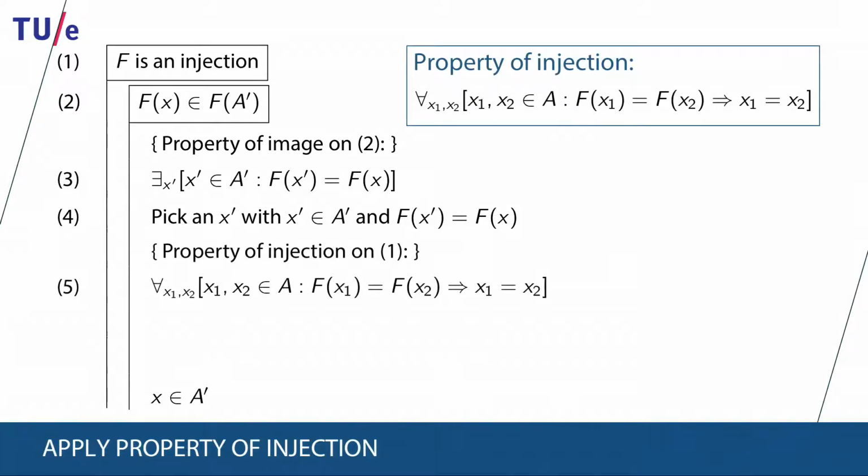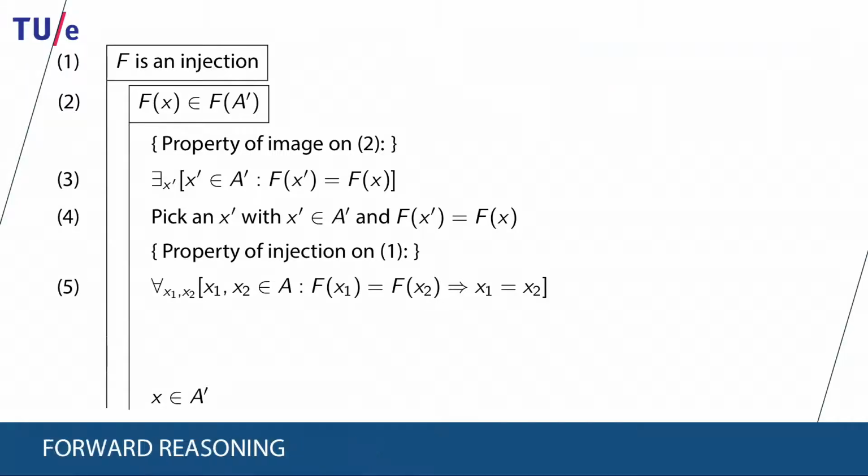The property of injection for f states that for all x1 and x2 in the domain of f, if f of x1 equals f of x2, then x1 equals x2. We use it by doing a universal quantification elimination with x prime for x1 and x for x2. This yields an implication with f of x prime equals f of x as condition. Note that the condition is valid in the present context. So with an implication elimination, we get that x prime equals x. Hence, since x prime is in A prime, it follows that x is in A prime.